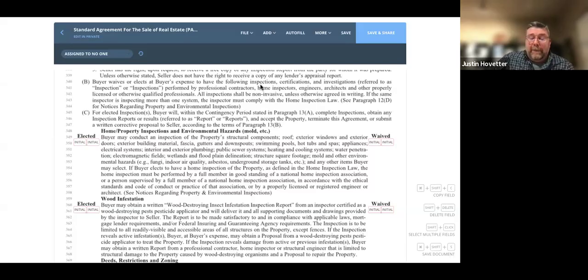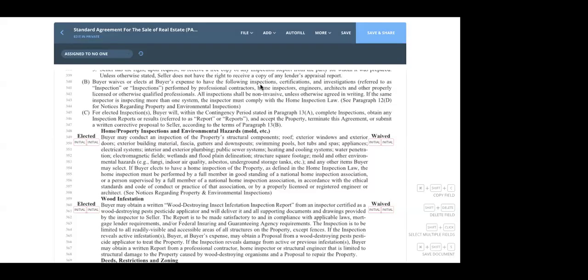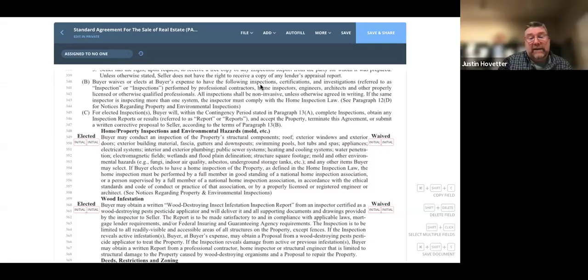Just because that changes though if the lender wants you to have, or the appraiser wants you to have one of those and they've already waived it, correct? Yes. Okay. In almost, I guess, 18 years, I have had one lender require a radon test, which blows my mind.